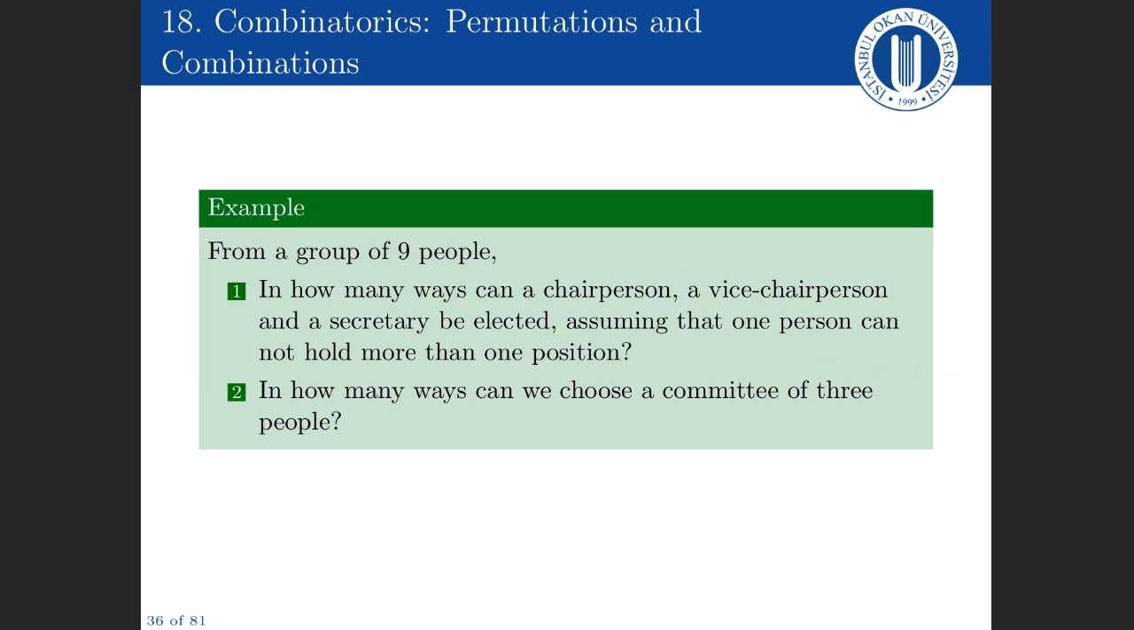For example, let's suppose we have 9 people, and we're going to do 2 different examples. First example, let's suppose we're going to choose a chairperson, and then a vice chairperson, and then a secretary. Assuming that any one person cannot hold more than one position, how many ways can we do this? And then in the second part, let's suppose that from these 9 people, we're going to choose a committee of 3 people. How many different ways can we choose a committee of 3 people from a total of 9 people?